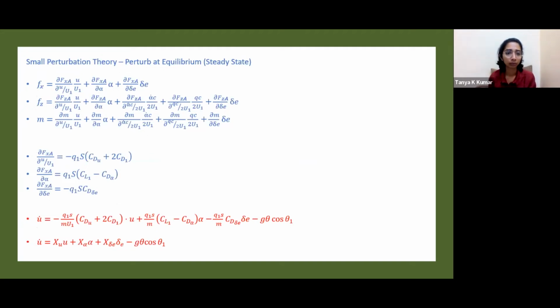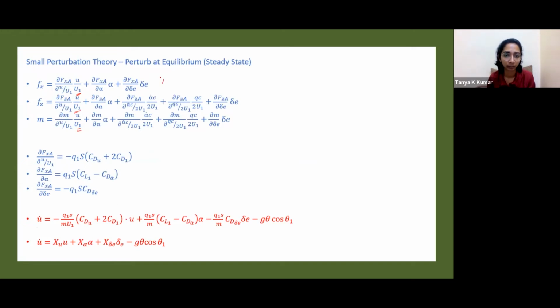Now we take linear approximations of each of these forces and the moment. For longitudinal motion, the longitudinal forces are Fx, Fz, and moment M. Now we take linear approximations as such, and again we do this u by u1 to non-dimensionalize.